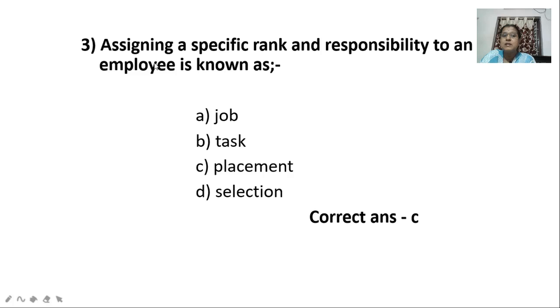Assigning a specific rank and responsibility to an employee. We have not studied this, so please concentrate on this. It is not just assigning a specific rank and responsibility. Most of the time we feel the task refers to a responsibility. Job is both rank and responsibility. Specific rank and responsibility comes under placement. So placement tells you about the specific rank and responsibility. Selection is after that. Okay. So the right answer is C.